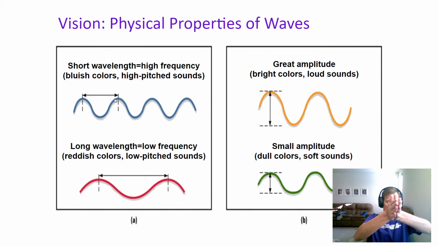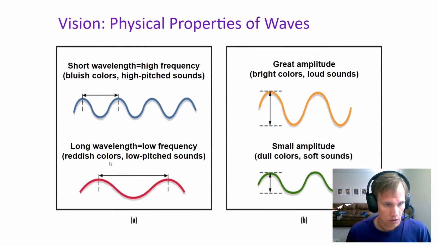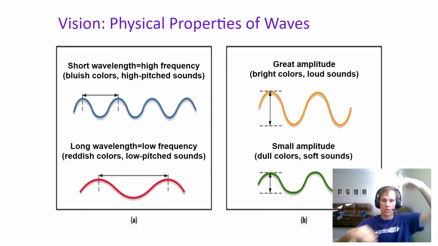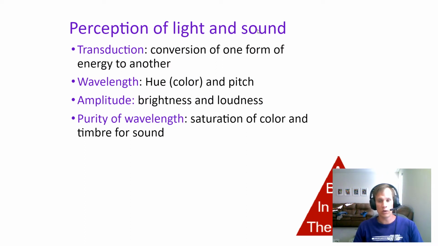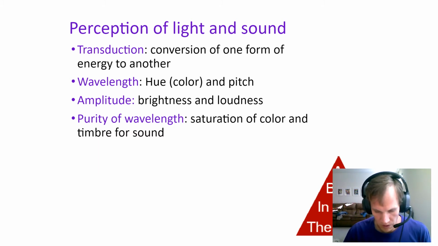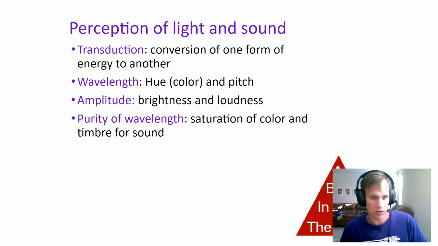So basically, it's the width of the wave, and then we have amplitude, which is from the top to the bottom. So this is light and sound, and amplitude is top to bottom, how tall it is. The process by which your body takes that basically meaningless stimuli of just waves of energy flowing at you and puts it into some sort of meaningful data is called transduction. So, the conversion of one form of energy to another.